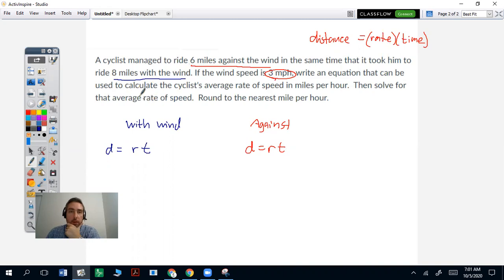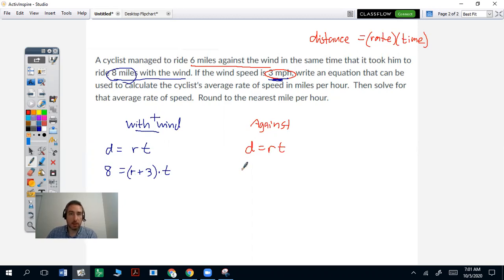Now, with the wind, the cyclist did 8 miles, and we don't know the cyclist's speed, but we do know that the wind speed was 3 miles per hour. So that wind speed is going to be adding to that rate. So that rate plus 3 times whatever time.